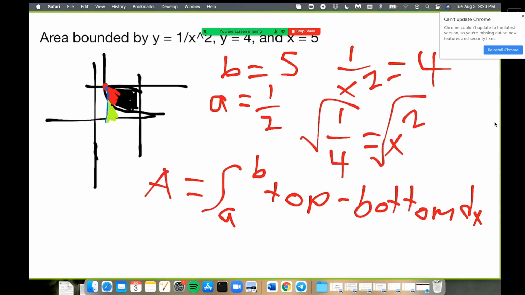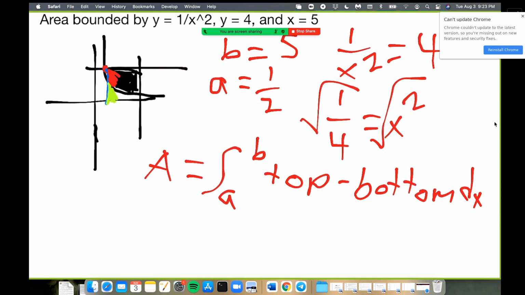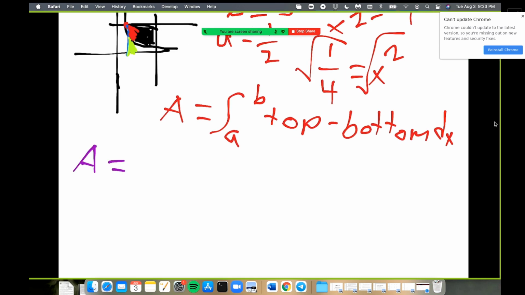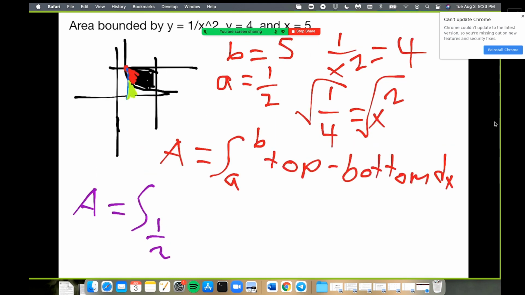So what does that mean? That means that you can basically now use this formula and just plug in some values. So you'd get A equals the integral. We already solved for these limits of integration from 1/2 to 5.